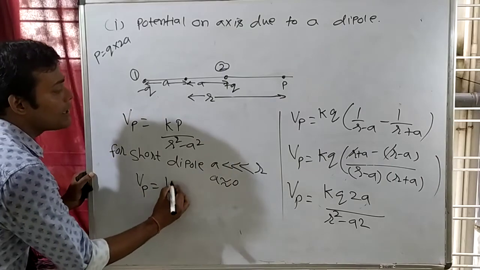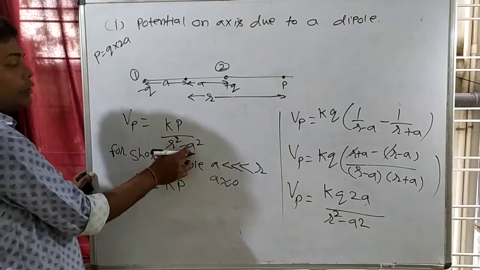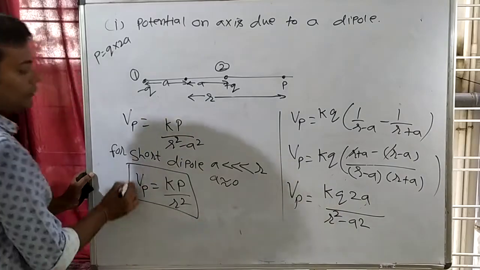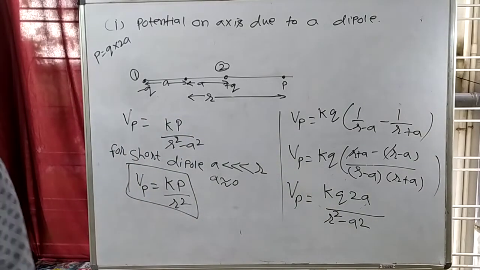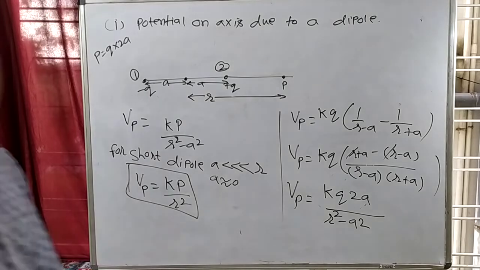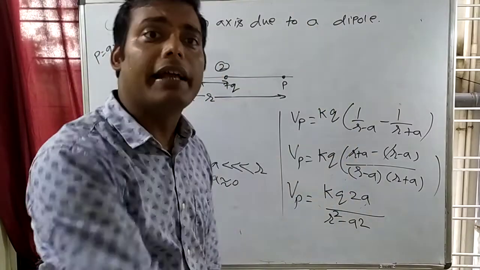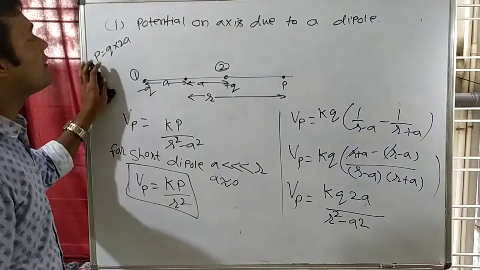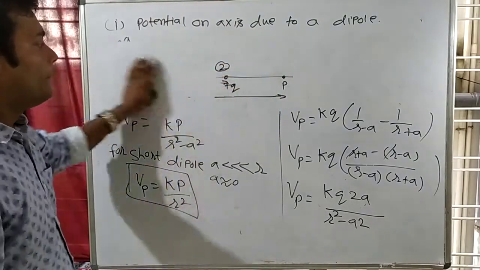So Vp will be how much? Kp by, this is 0, 0 square will be 0, so Kp by R square. Can you remember Kp by X square? That was there. You can derive it like this also, but that way is very easy. From the single derivation, I can derive on the axis also, and I can derive on the perpendicular bisector also. That is the general one. Clear?